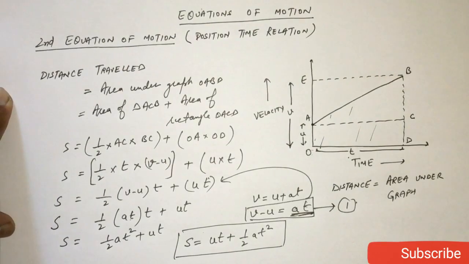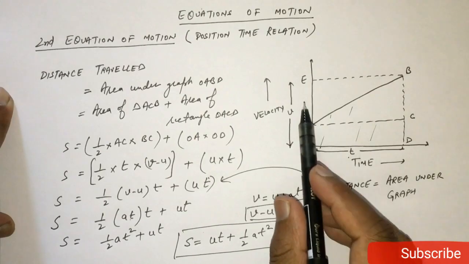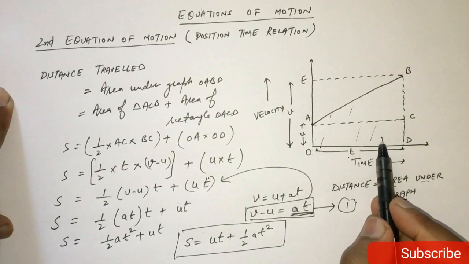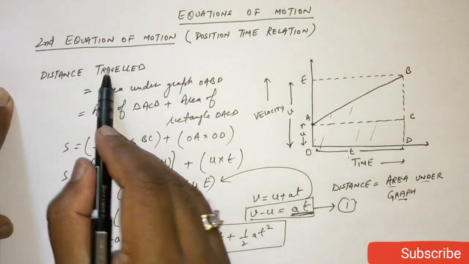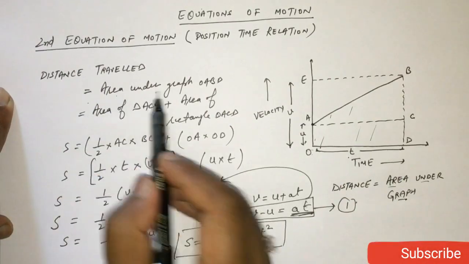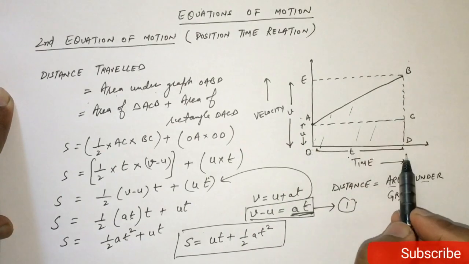I am repeating again. Whenever we need to calculate distance in a speed-time or velocity-time graph, we need to calculate the area under the graph. So in this graph, if we want to calculate the distance traveled by the body in time t, it will be equal to the area under OABD.